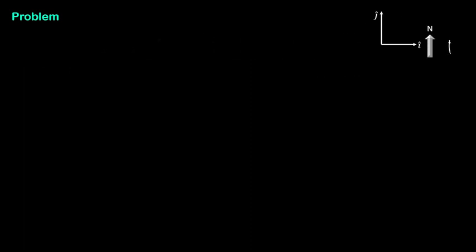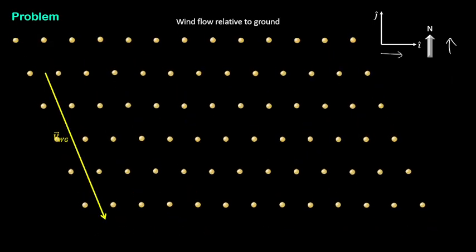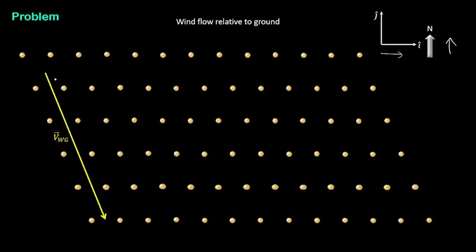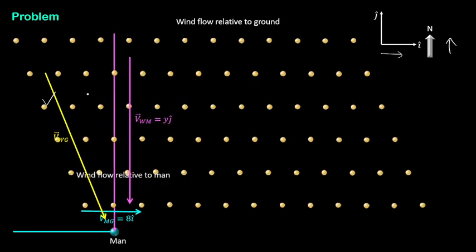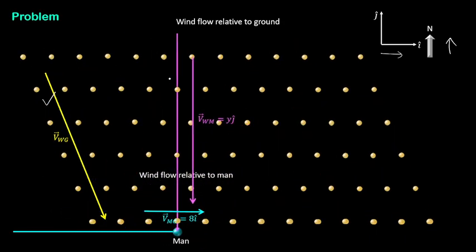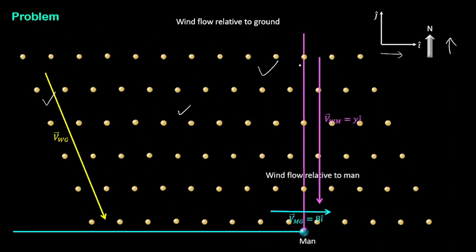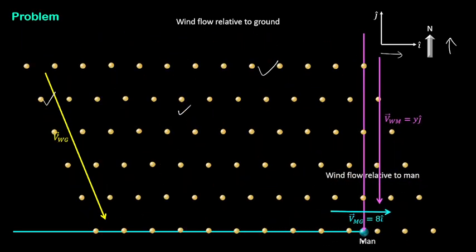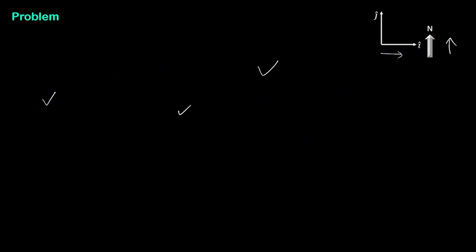Note the north direction, and we take the unit vector i cap towards right and the unit vector j cap in the upward direction. These balls represent wind flow relative to the ground, and the velocity of wind flow relative to the ground is represented by the yellow arrow. And the wind flow, here we see that the balls appear to arrive along this pink straight line to the man. This ball represents the man.